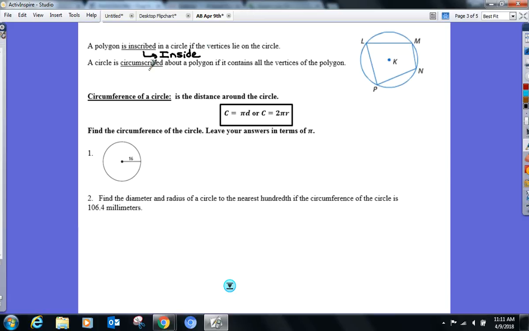Circumscribed tells me something is outside. So in this case, it's saying the circle is circumscribed, meaning the circle's on the outside, so I call it circumscribed. Whatever's on the inside, I call inscribed. Could I flip it? Could I put the circle inside? Yeah, then I would say the circle is inscribed, the polygon is circumscribed. Whatever's on the outside, I refer to as circumscribed, inside, inscribed.